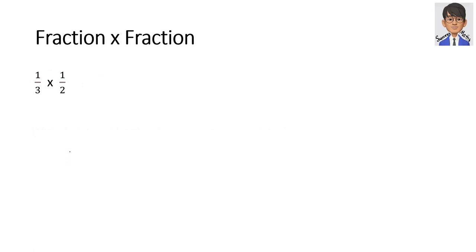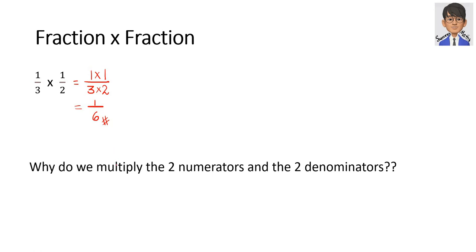So let's talk about fraction times fraction. For this case, you know you need to multiply the 2 numerators and also the 2 denominators. 1 times 1 is 1, 3 times 2 is 6, and there's the answer. Then again, have you ever thought why? Why do we multiply the 2 numerators and the 2 denominators together to get the answer?